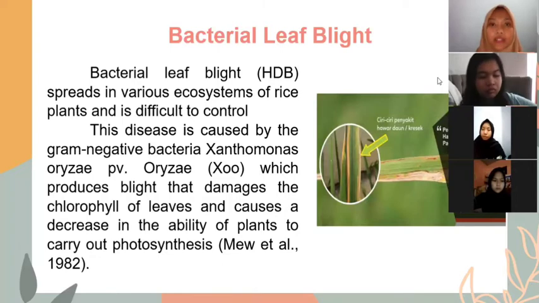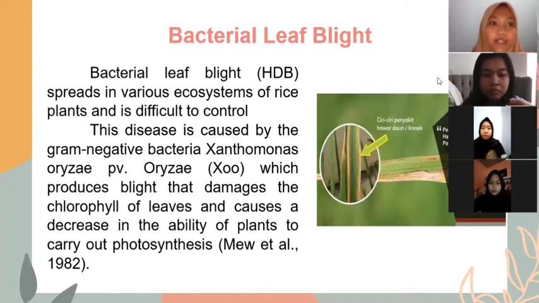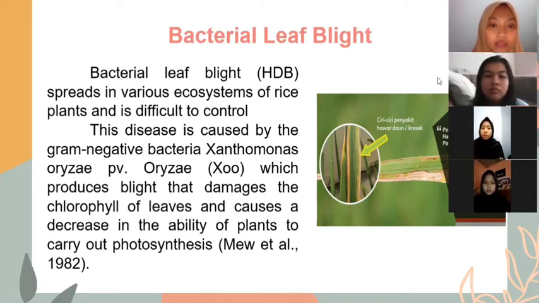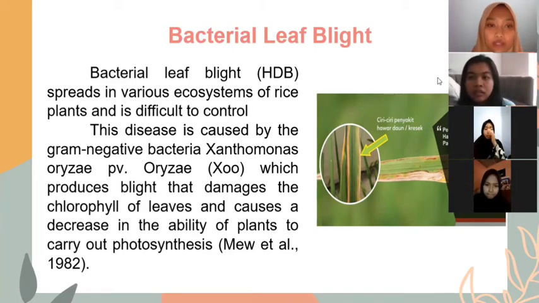First is bacterial leaf blight. Bacterial leaf blight, or HDB, spreads in various ecosystems of rice plants and is difficult to control. This disease is caused by the gram-negative bacteria Xanthomonas oryzae pv. oryzae, which produce blight that damages the chlorophyll of the leaf and causes a decrease in the ability of the plant to carry out photosynthesis.